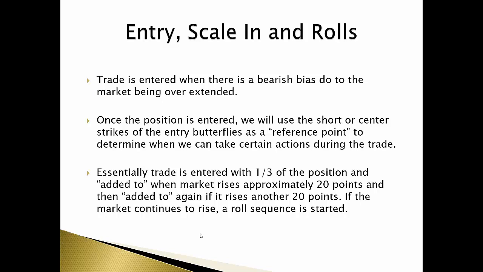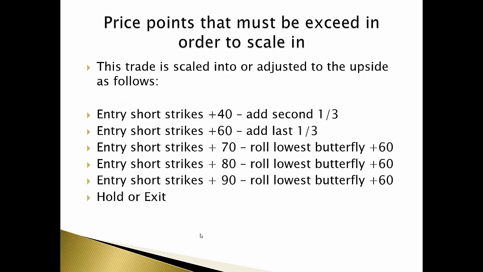1,000 would be our reference point. We're going to take that point and use that to determine when certain action is going to be taken. So essentially the trade is entered with 1/3 of the position and then added to as the market rises approximately 20 points, and then added to again if the market rises another 20 points. If the market continues to rise past that, we get into this roll sequence until, of course, we hit our maximum loss number. So here is a general chart on how that might work.